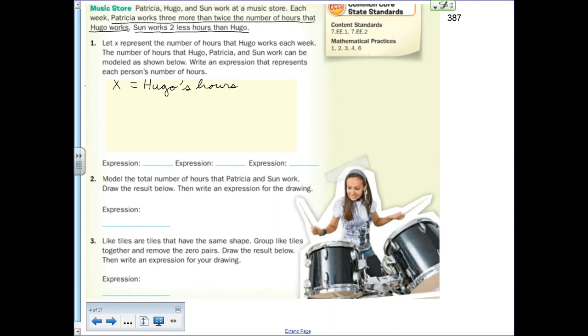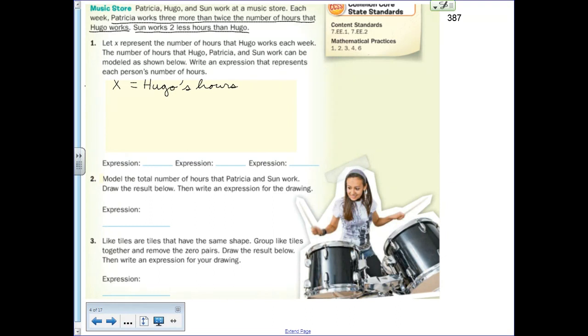So what I would like for you to do is write page 387, number 1, X equals Hugo. It's hours, Hugo's hours. Then we can go back to our original sentence and figure out what to do for the other two, comparing them to Hugo. It says, Patricia works 3 more than twice the number of hours that Hugo works. That's pretty complicated. So let's go to the next one and see if it's a little bit easier. Son works 2 less hours than Hugo.